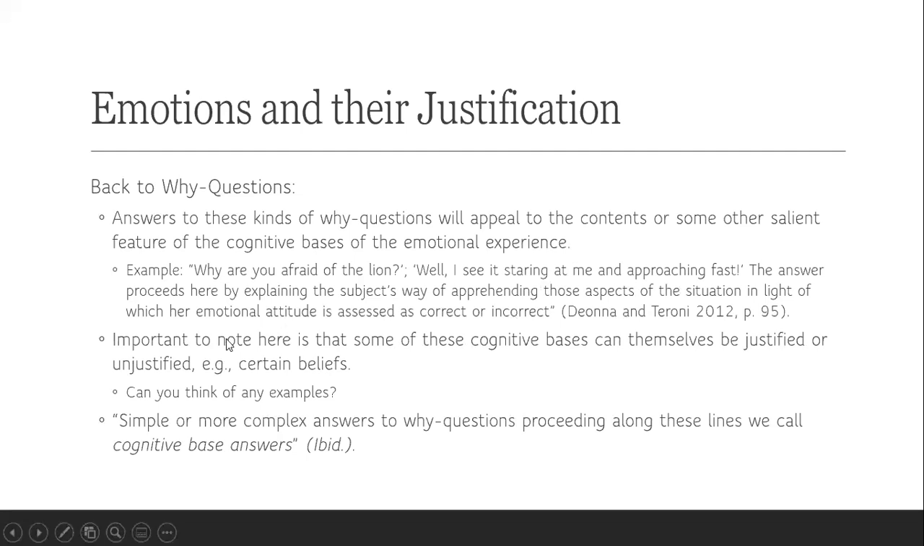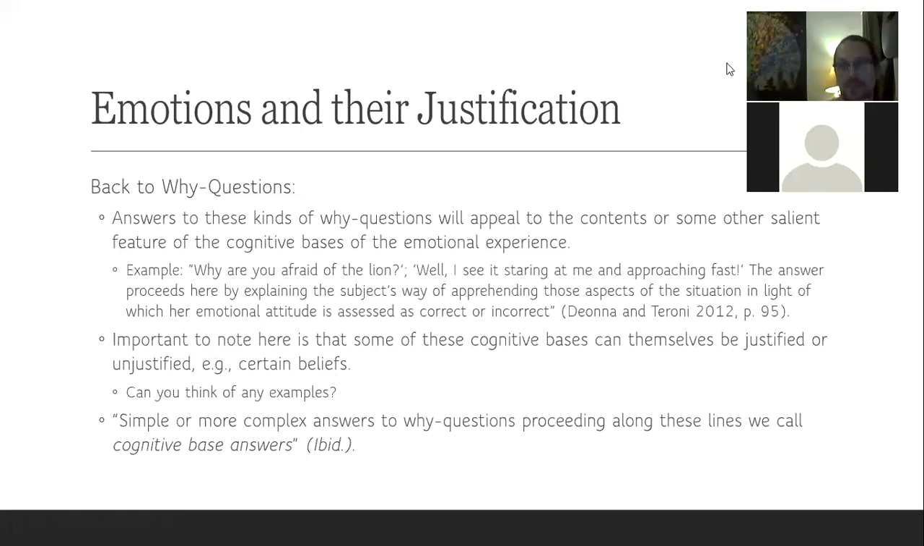Now, it is important to note, though, that some cognitive bases can themselves be justified or unjustified. Think of beliefs, right? You can have beliefs that are maybe true, but poorly justified. And we saw this when we talked about Gettier cases a little while ago, right? Like, imagine there's a stopped clock in the office. It's stopped at, I don't know, 4:30, right? And I go into the office and I want to check the time. And I look at the clock. Oh, it's 4:30. And I form the belief that it is 4:30.